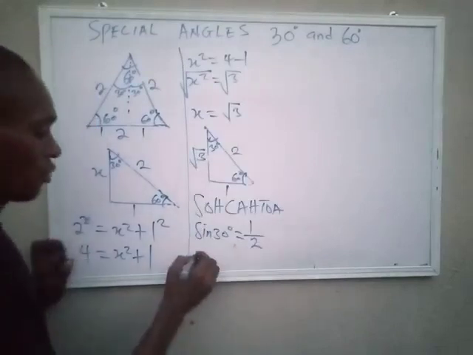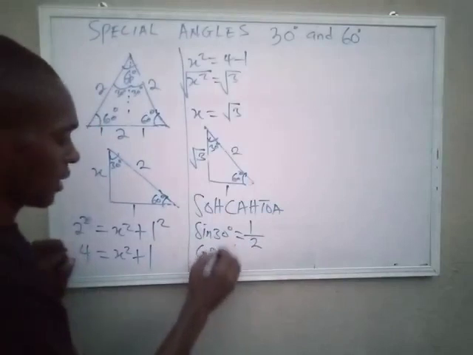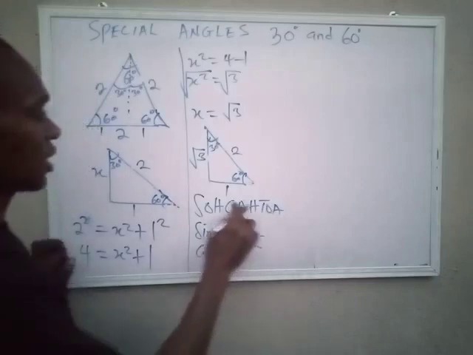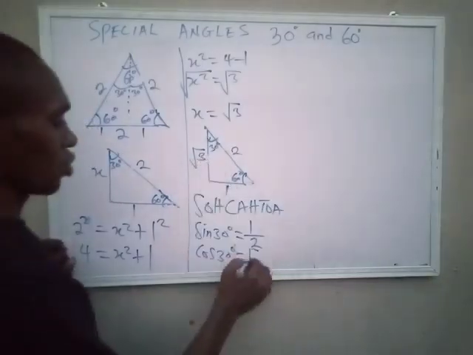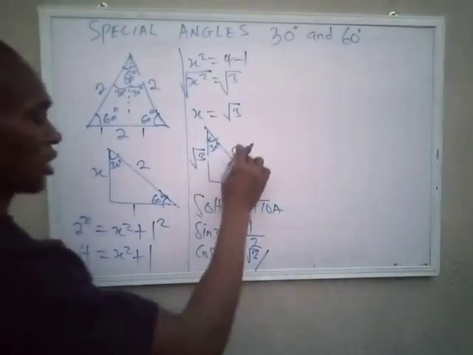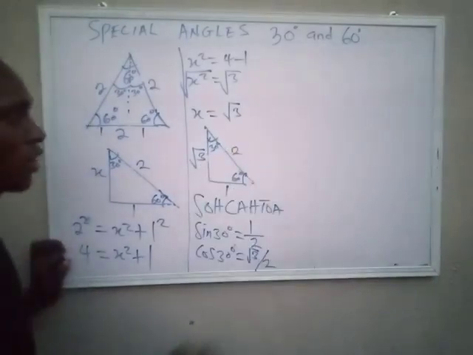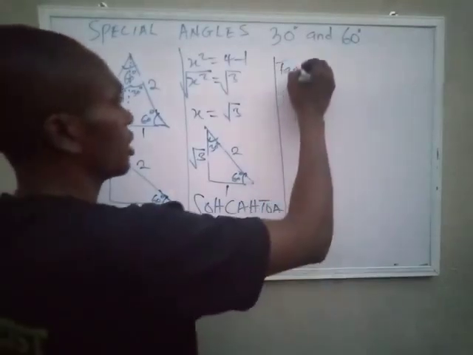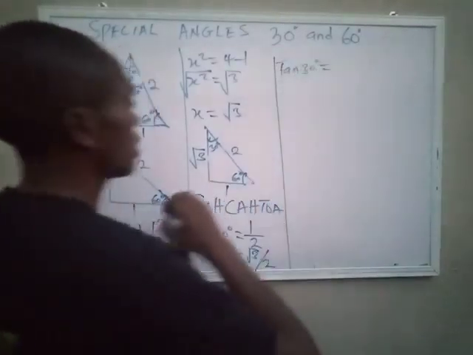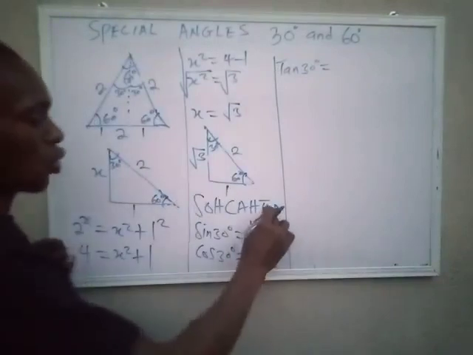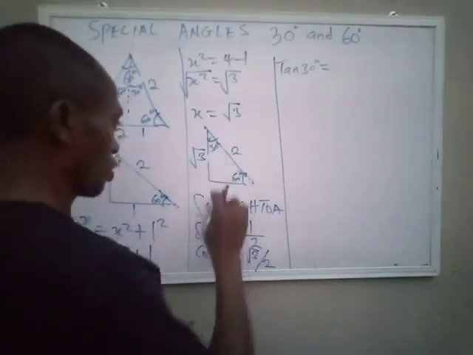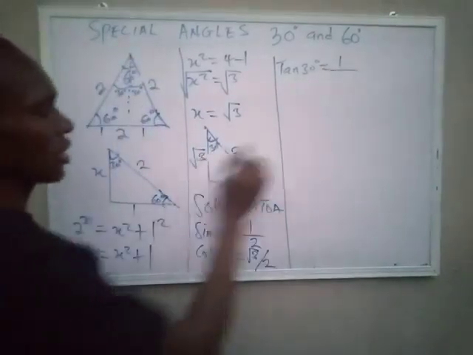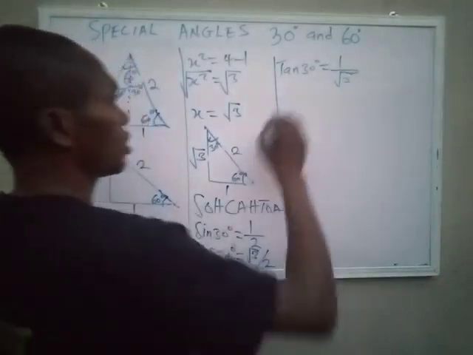If you're also looking for cos 30 degrees, cosine is adjacent over hypotenuse. So the adjacent here is this side. That's root 3 over hypotenuse 2. So root 3 over 2 is our cosine. I can also be asked to look for the tangent. Tan 30 degrees is the same thing as opposite over adjacent. So opposite, we are considering 30, opposite is 1 over adjacent. Adjacent is root 3. So this is tan 30.